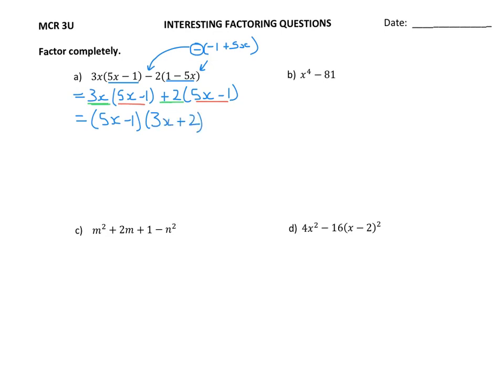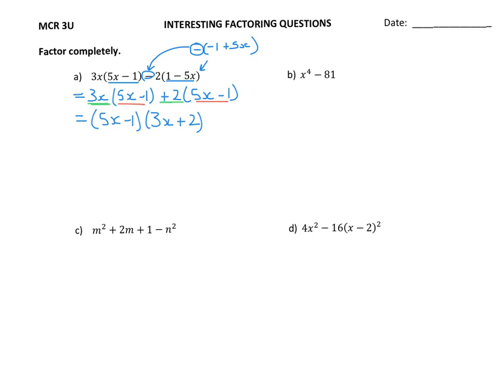So anytime you see two brackets that look almost the same except they're in the wrong order or the signs are the opposites, common factor negative 1 out, which will in a sense change that sign to the opposite, and then you can do your common factoring based on that.